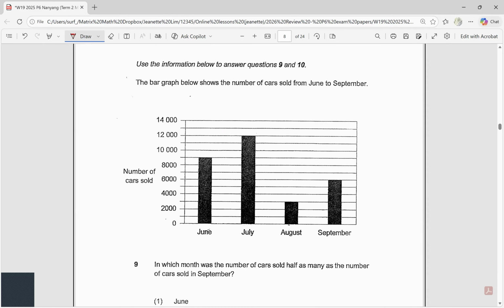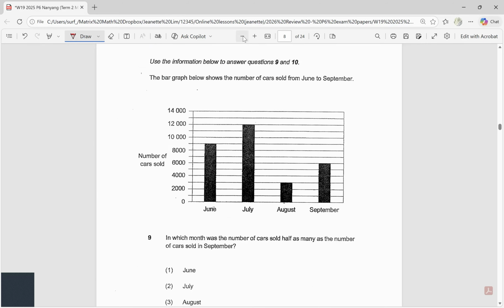Okay, next question. We have a bar graph here. The bar graph shows the number of cars sold from June to September. Which month was the number of cars sold half as many as September? Okay, let's find out all the values first before we solve. So first one is 9,000, between 8 and 10,000. Then this is 12,000. This is 3,000. And lastly, 6,000.